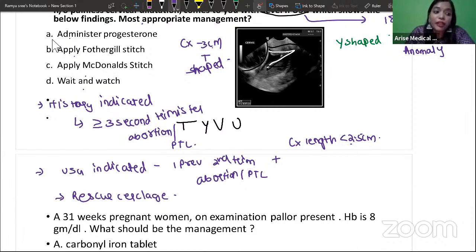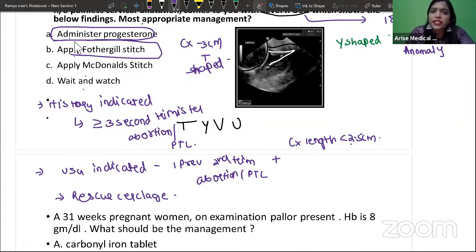So I see many of you answering that it will be administer progesterone. You're very appropriate in answering administering progesterone. As she has previous 2 preterm labors or previous 2 second trimester abortions, she carries the risk of preterm labor or second trimester abortion. So you can give progesterone as prophylaxis or prevention for preterm labor. Okay, excellent. That's wonderful that you all answered A.